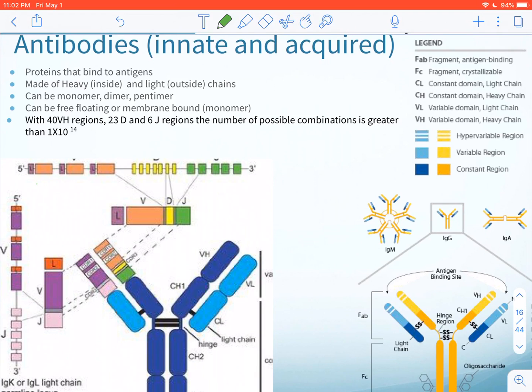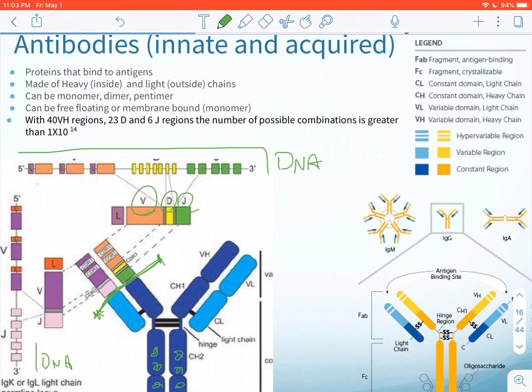These antibodies are created by random mixtures of DNA. So this is one chain of DNA, and here's another chain of DNA. These two different sequences of DNA combine to make an antibody. Some of these DNA sequences, like this part here, are fairly stable. They don't change at all. But then there are highly variable regions out here on the end, and they're made by randomly selecting different V, D, or J parts of the DNA and putting them together.